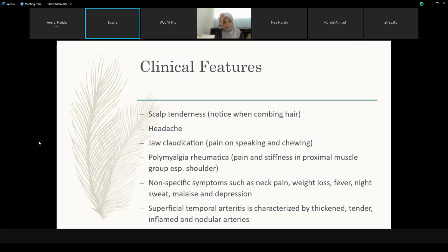Next is polymyalgia rheumatica, which is inflammation of the muscle. And then the patient may also have non-specific symptoms such as neck pain, weight loss, fever, night sweats, malaise, and also depression. Superficial temporal arteritis can also be seen, which is characterized by thickened, tender, inflamed, and nodular arteries, as shown in the next slide.